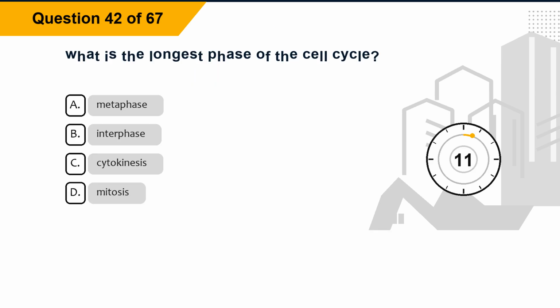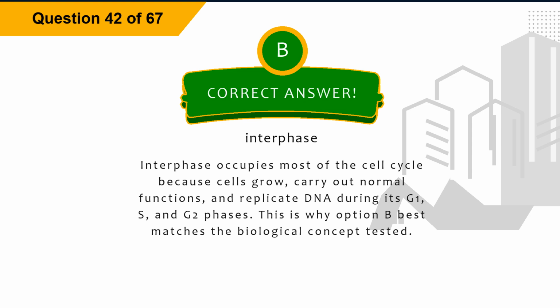Question 42. What is the longest phase of the cell cycle? Option A, metaphase. Option B, interphase. Option C, cytokinesis. Option D, mitosis. The correct answer is option B, interphase.